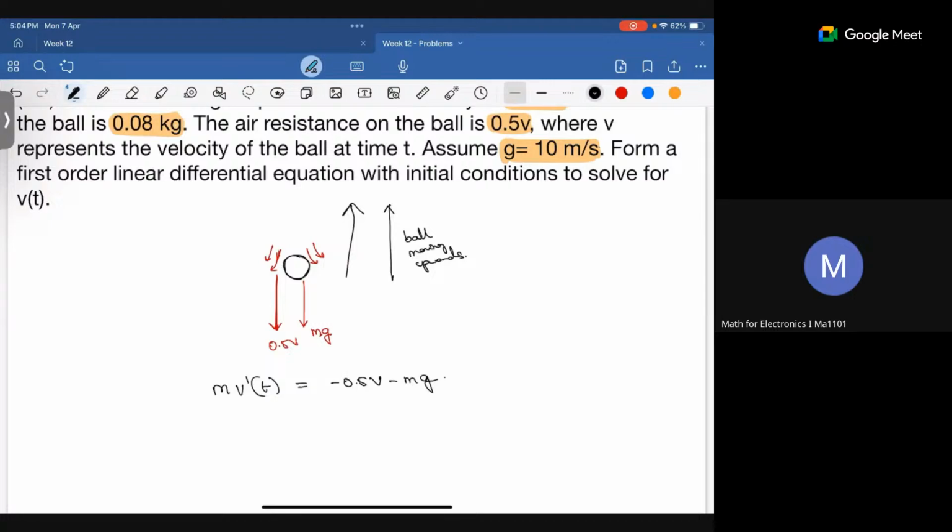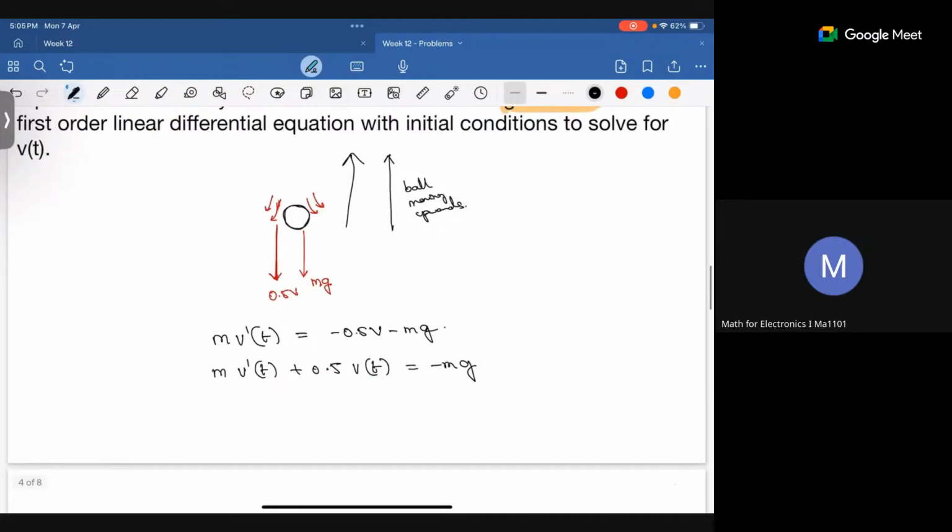If I rewrite this, this will be mv'(t) plus 0.5v(t) is equal to minus mg. If I divide by m throughout the equation, we will have v'(t) plus 0.5 by m v(t) is equal to minus g.